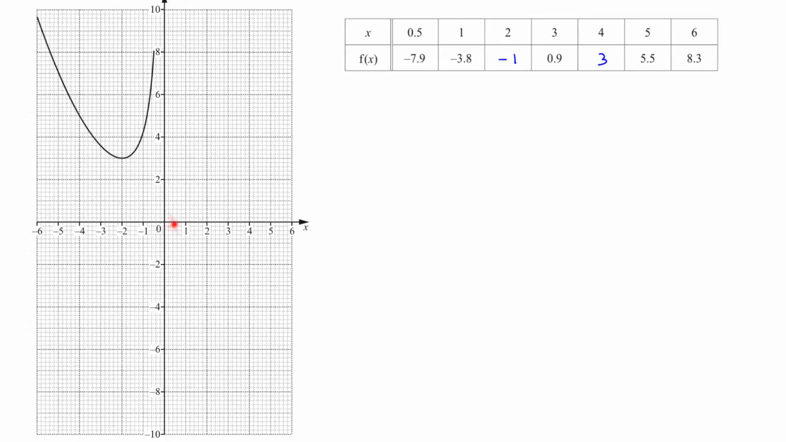When x is 0.5, y is -7.9. When it is 1, y is -3.8. This is how you will plot all your points. Now join them together to make a smooth curve. And we are done with the graph.